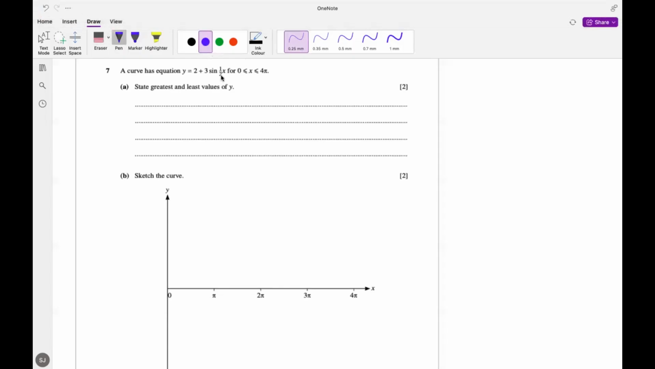In question 7, we have a curve that has equation y equals 2 plus 3 sine half x for 0 to 4 pi. We have to state the greatest and least values of y.